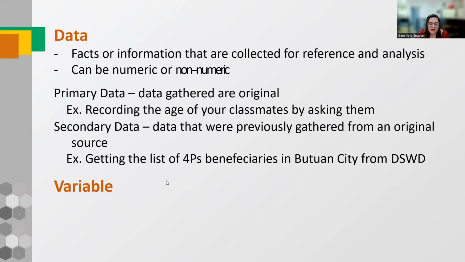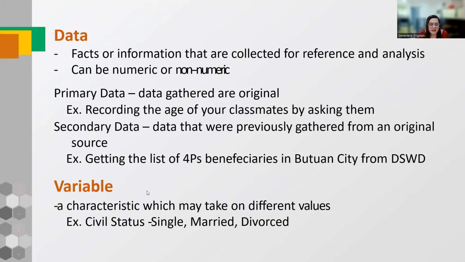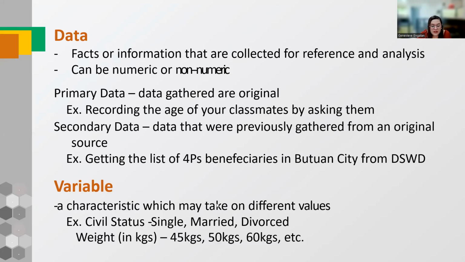Okay, so we have a variable. A variable is a characteristic which may take on different values. An example of a variable is civil status, where we have single, married, divorced. Another example is weight in kilograms, where we have 45, 50, 60, and so on.